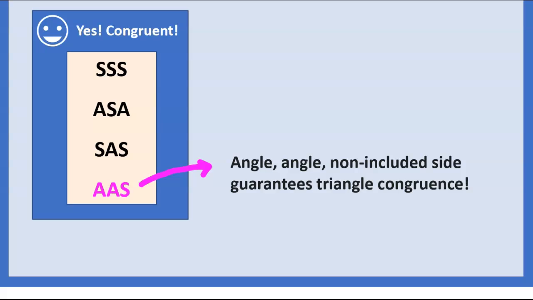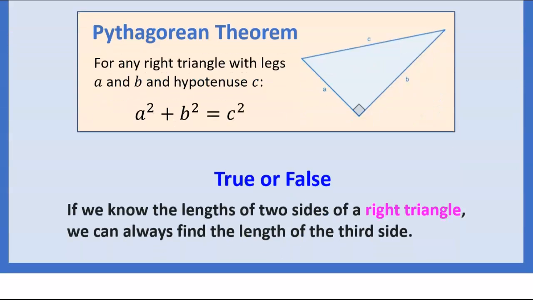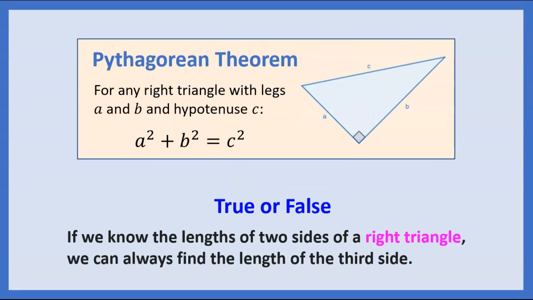All right, so now we have another theorem that may look familiar. This one's called the Pythagorean Theorem. And this refers to right triangles specifically. For any right triangle with legs A and B and hypotenuse C. So let's talk about what that means real quick.